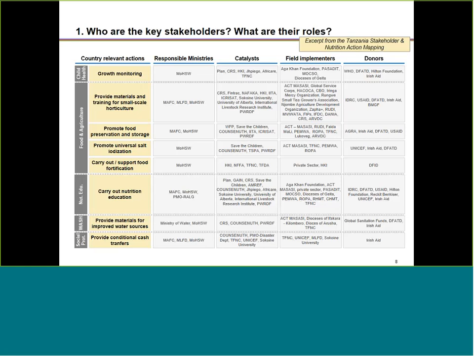The column titled Responsible Ministries refers to the governmental entities that are responsible for a nutrition action. They are typically sector-specific ministries or multisectoral coordination units. In the next column, Catalyst refers to the stakeholders who provide technical support on the implementation of actions, for example, through technical assistance or capacity development.